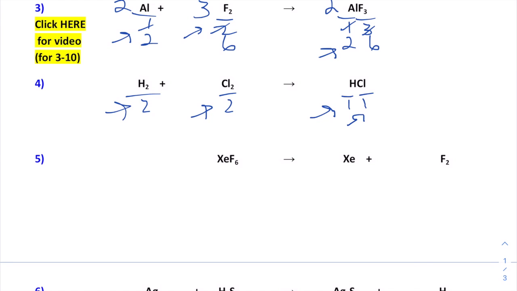So if I put a big 2 in front on this right side over here, that will multiply both of these, which is perfect because I needed them both to multiply. So that one looks good. Let's double check. We have 2 H's, 2 Cl's on the left, 2 H's, and 2 Cl's on the right. Okay, let's try the next one.